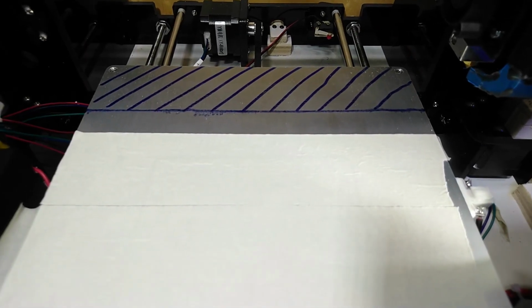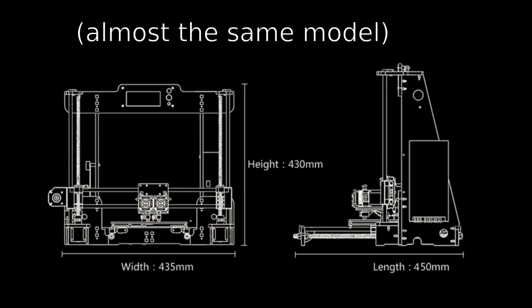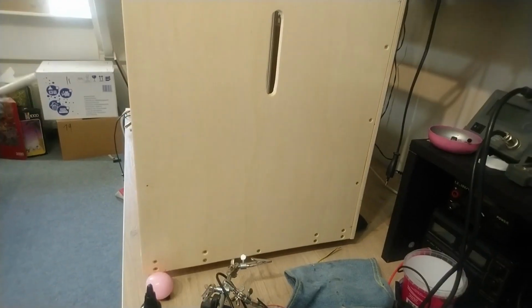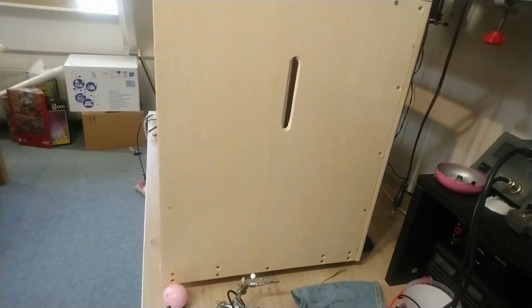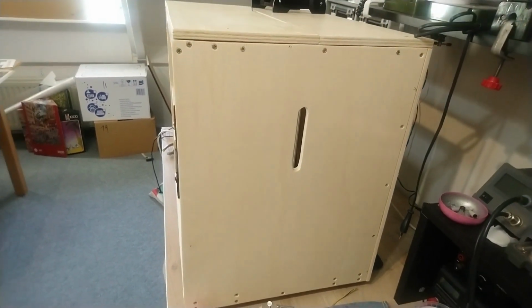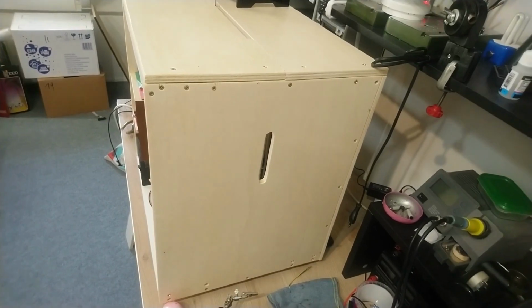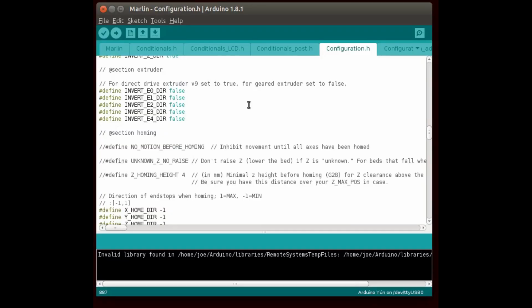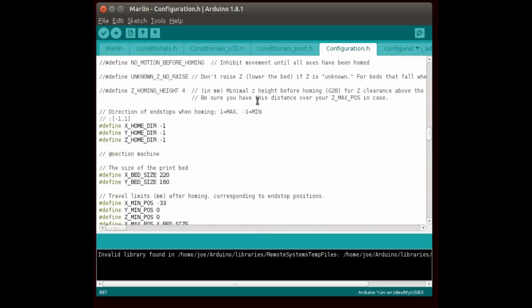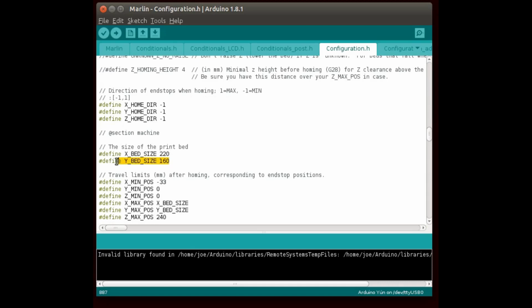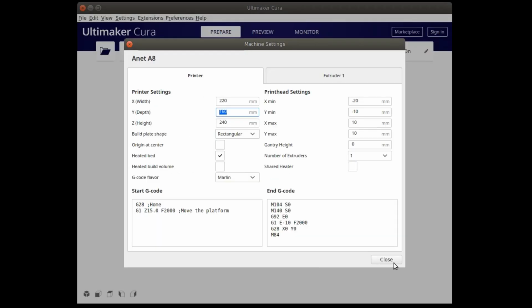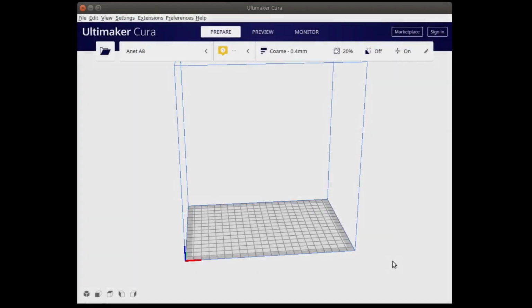I shortened my printer because, well, the printer is larger than I expected actually. The modified printer fits in a box that is only 40 cm deep. It fits on a small cabinet and can be carried around easily enough, weighing only about 15 kilos. I told the Marlin firmware, of course, that my printer is shorter, and I configured the slicer software Cura to take that into account as well.